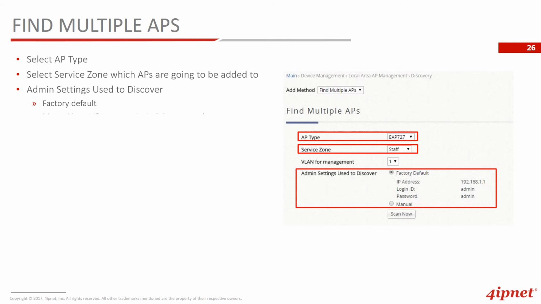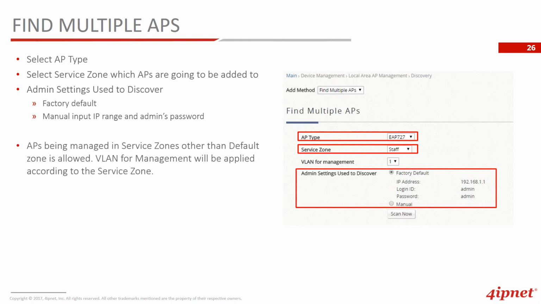Next, if the APs you're planning to discover are all in the factory default setting, you may choose the factory default mode. If the AP's IP address has been previously changed, you may manually input your AP's IP range and admin's password. One important note regarding managing the APs with a service zone other than default is that the discovered APs will be applied with the VLAN corresponding to the service zone that you selected. To emphasize once more, service zone and VLAN for management are corresponding factors.